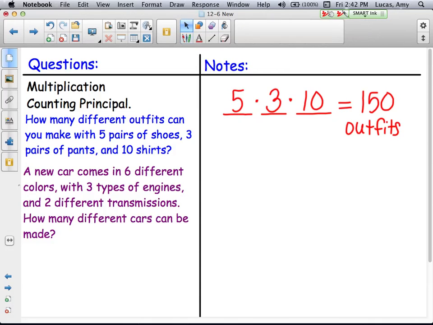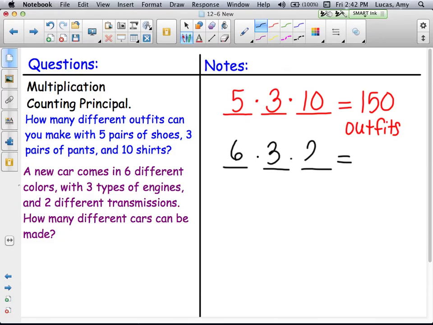The next one says a new car comes in 6 different colors with 3 types of engines and 2 different transmissions. So how many different cars can be made? So 6 colors, 3 types of engines, and 2 different transmissions. So 6 times 3 is 18, times 2 is 36. So 36 different cars could be made.